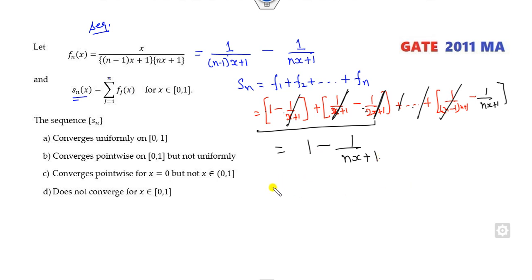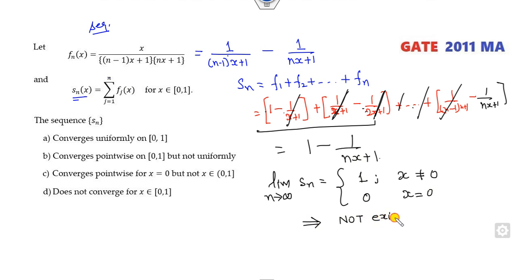Fine. Now what is the limit? You can see the limit as n approaches infinity of Sn. What is that? It's 1 if x is not 0. Fine. But what will happen if x is 0? It's 1 minus 1, 0. What is the meaning of that? The limit does not exist. If the limit does not exist, it means it is not continuous. If it is not continuous, it means it is not uniformly convergent.